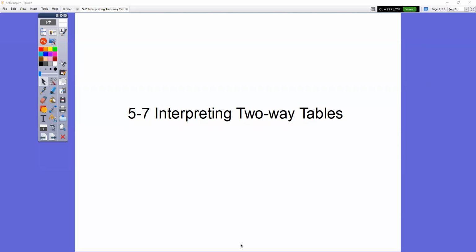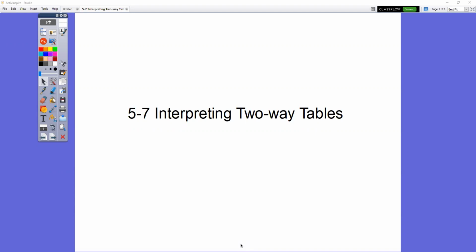Today's lesson is 5-7. What you're doing today is interpreting two-way tables. Yesterday, we created them. We found our percentages, we did our tally marks, and we created the two-way table. Today, all that you are doing is answering questions from the two-way tables.